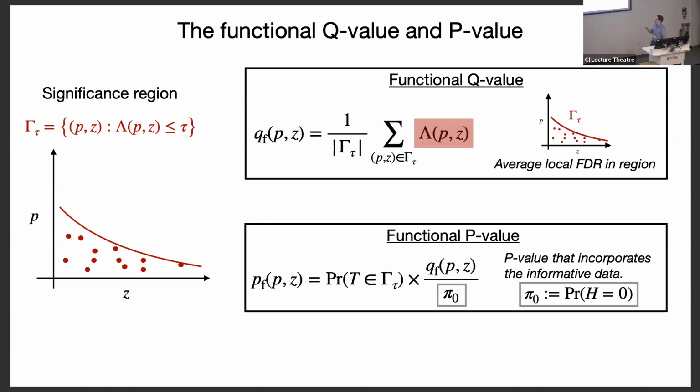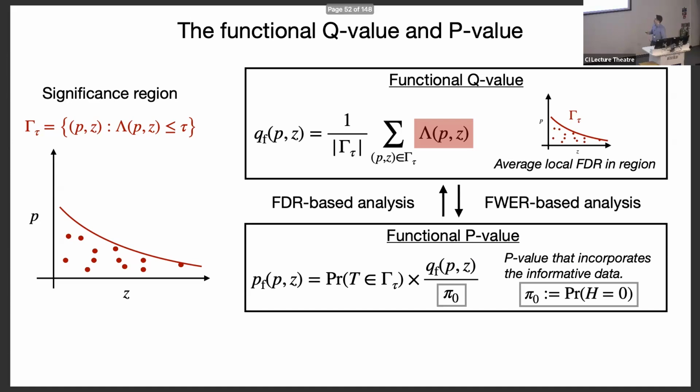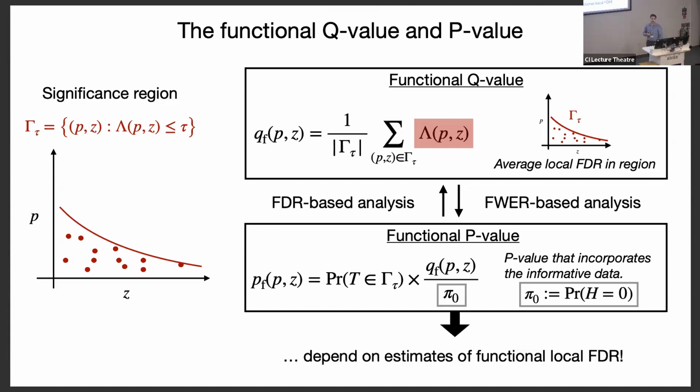Now, if you work in genomics, you usually just have Q values and you're done because you're controlling the false discovery rate. But in GWAS, we really care about the family-wise error rate. And so it turns out to be easier to incorporate it when calculating the Q values and then actually mapping it back to this p-value quantity. And everything on this slide just depends on estimating the functional local false discovery rate. And so that's our estimation goal.